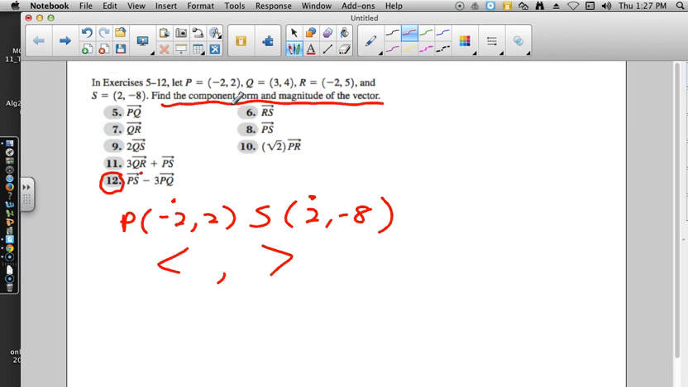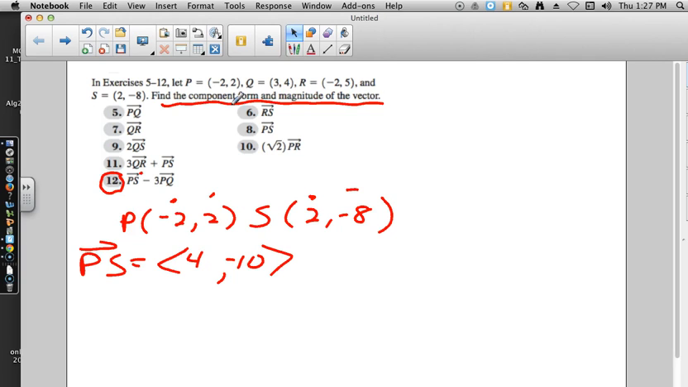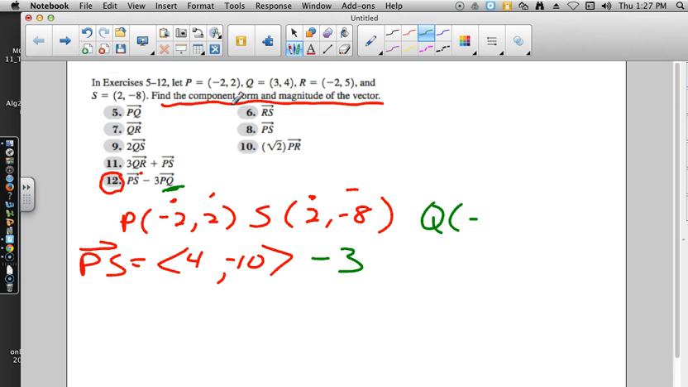So we need 2 minus a negative 2, which is going to be 4, and negative 8 minus 2, which will be negative 10. So this is the component form of the vector PS. Then we need to do PQ, because we're trying to build an equation here, and that equation is PS minus 3 times, as a scalar, times PQ. So we had P up there before. Q is going to be our new terminal point, and Q is not a negative something, it is 3, 4.